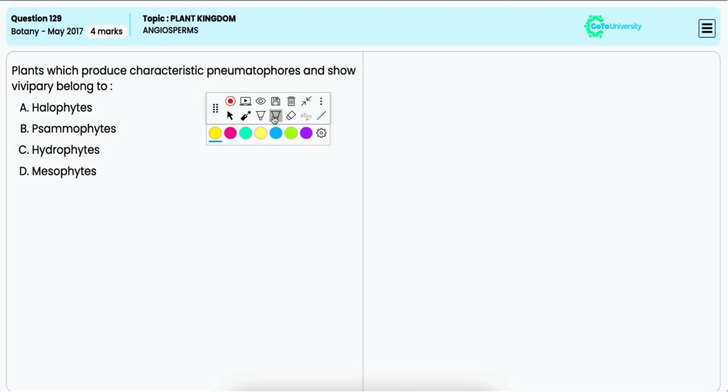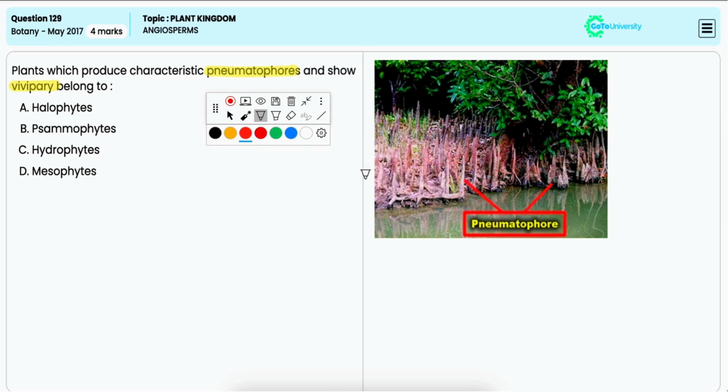In this question, you have to identify the plants which produce pneumatophores and show vivipary. Option A, halophytes. Now, halophytes are salt-tolerant plants found in coastal and saline environments. They produce pneumatophores, that is, aerial roots for gaseous exchange in waterlogged conditions.